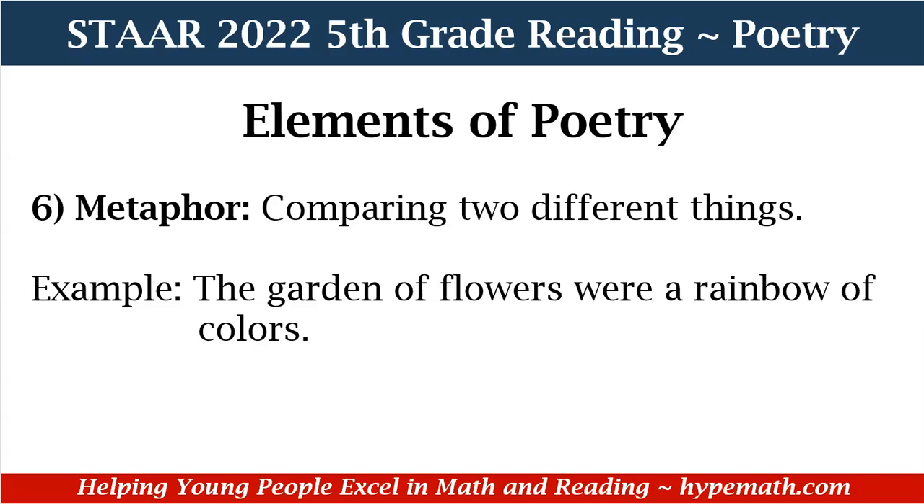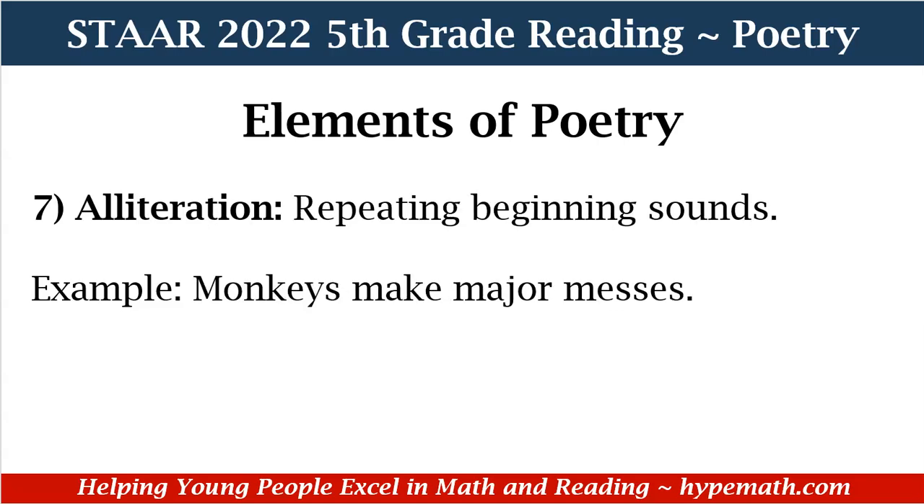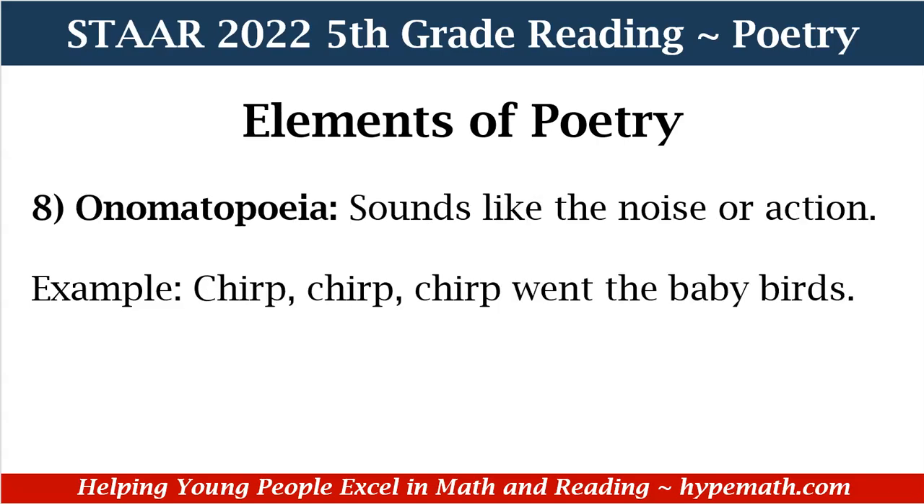Next, metaphor, comparing two different things. The garden of flowers were a rainbow of colors. Number 7, we have alliteration, repeating beginning sounds. Monkeys make major messes. If you notice, the beginning sound is M. Onomatopoeia sounds like the noise or action. Chirp, chirp, chirp went the baby birds.